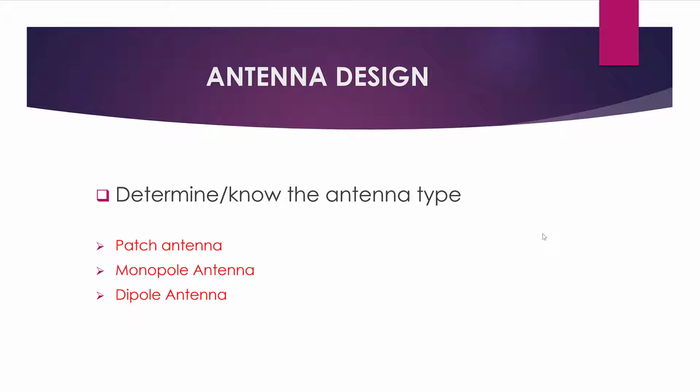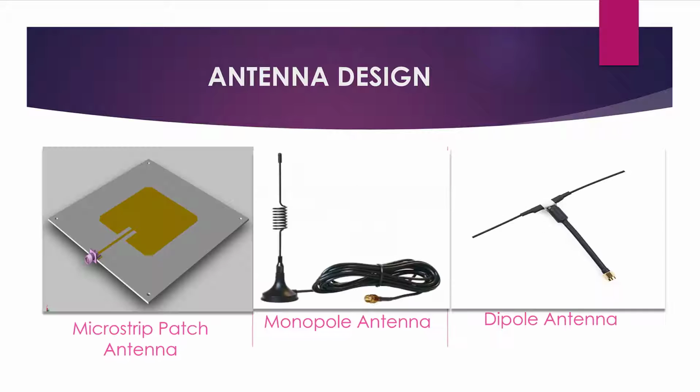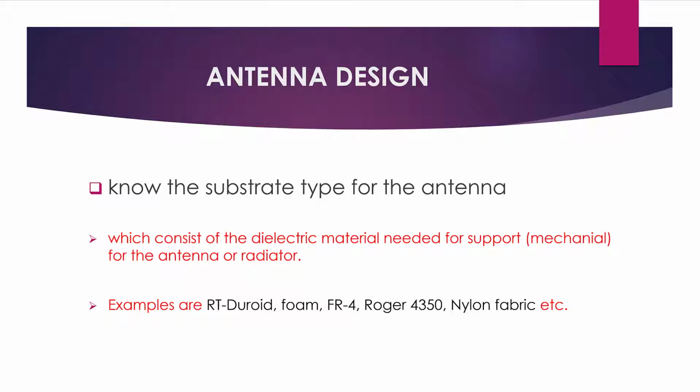You should know whether you are designing a patch antenna, a monopole antenna, or a dipole antenna. So these are some pictures of how the patch antenna, the monopole antenna, and the dipole antenna look like. Again, you should know the substrate type for the antenna. The substrate consists of the dielectric material needed for mechanical support for the antenna or the radiator. So knowing that, you can choose to use RT Duroid as your substrate, a foam substrate, FR4 substrate, or Rogers 4350, etc.